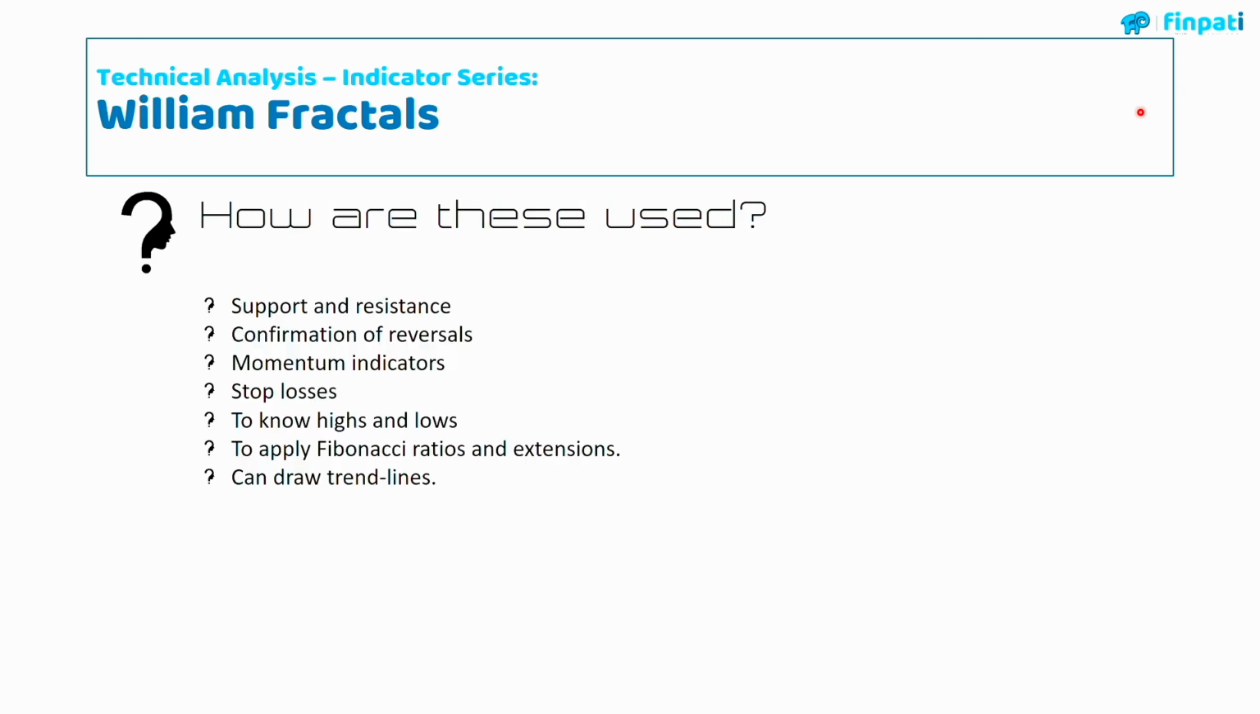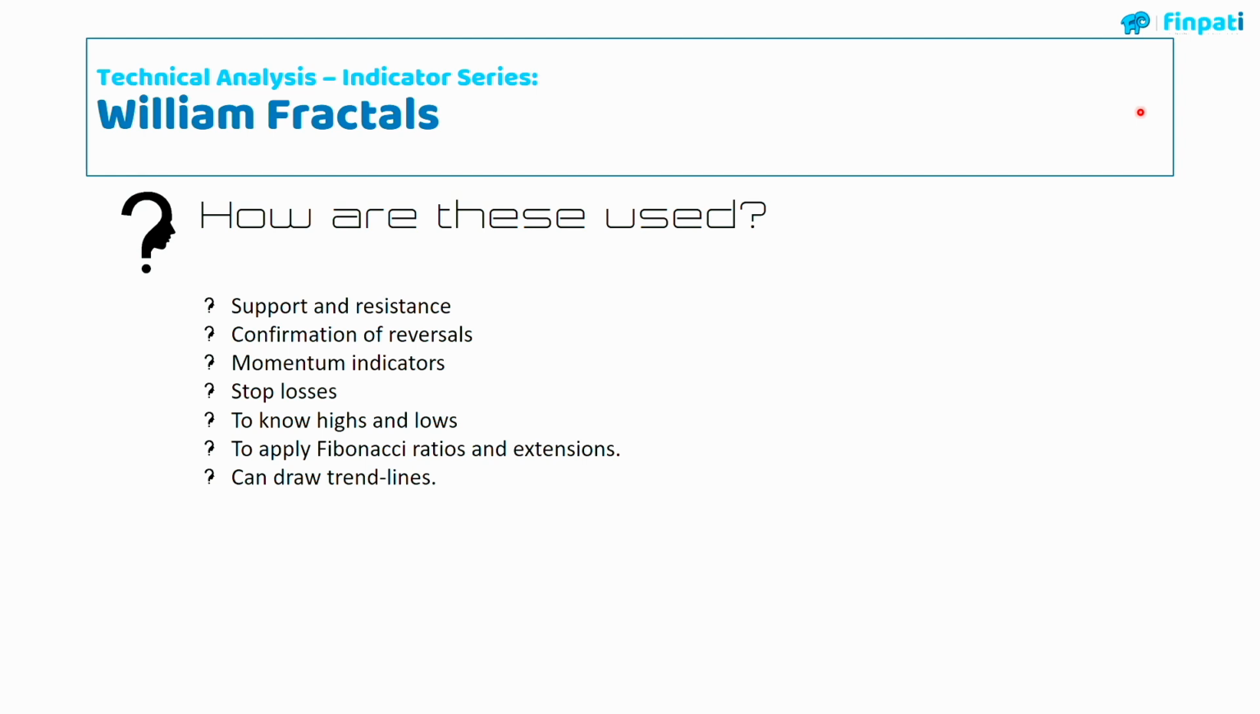So now, how are these Williams fractals used? The highs and lows can be considered as supports and resistance basically. You can consider them as a confirmation of reversals. They serve as momentum indicators as well. You can use them for stop losses and even for trailing stop losses. You can use them to know the highs and lows of meaningful swings.